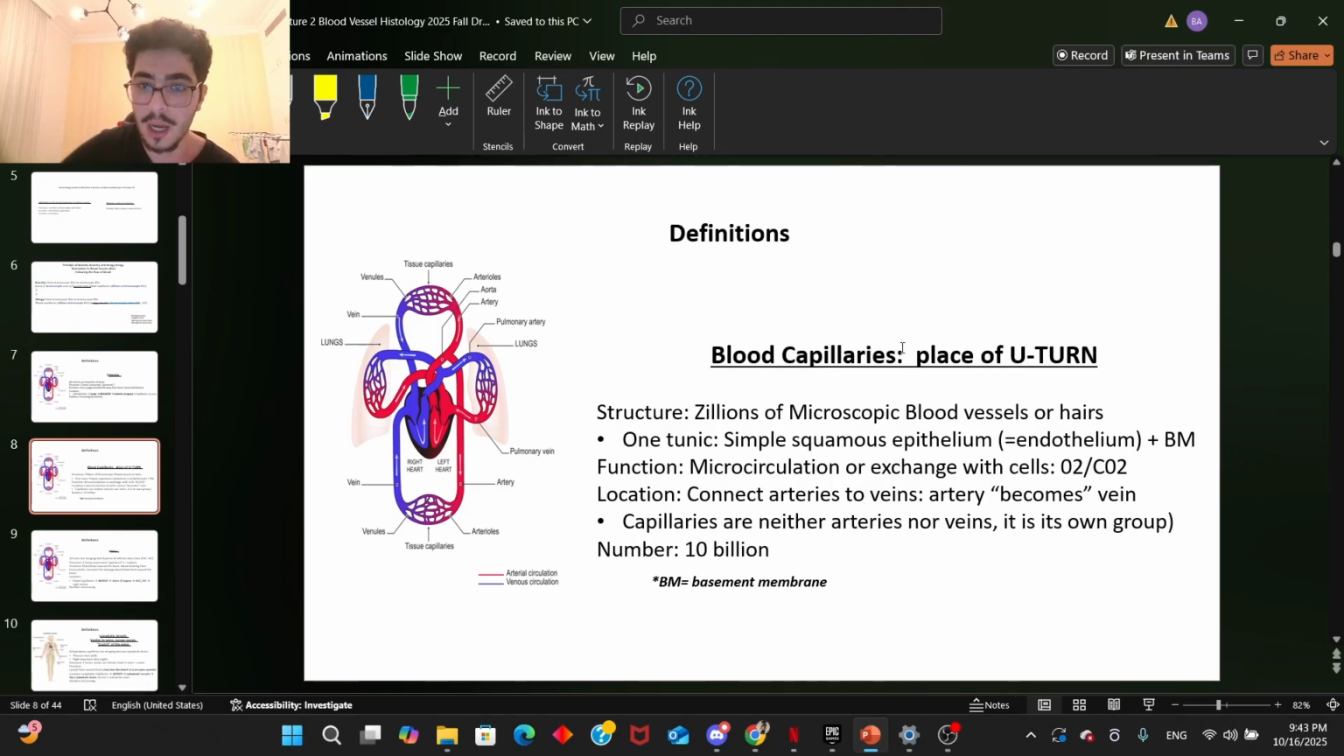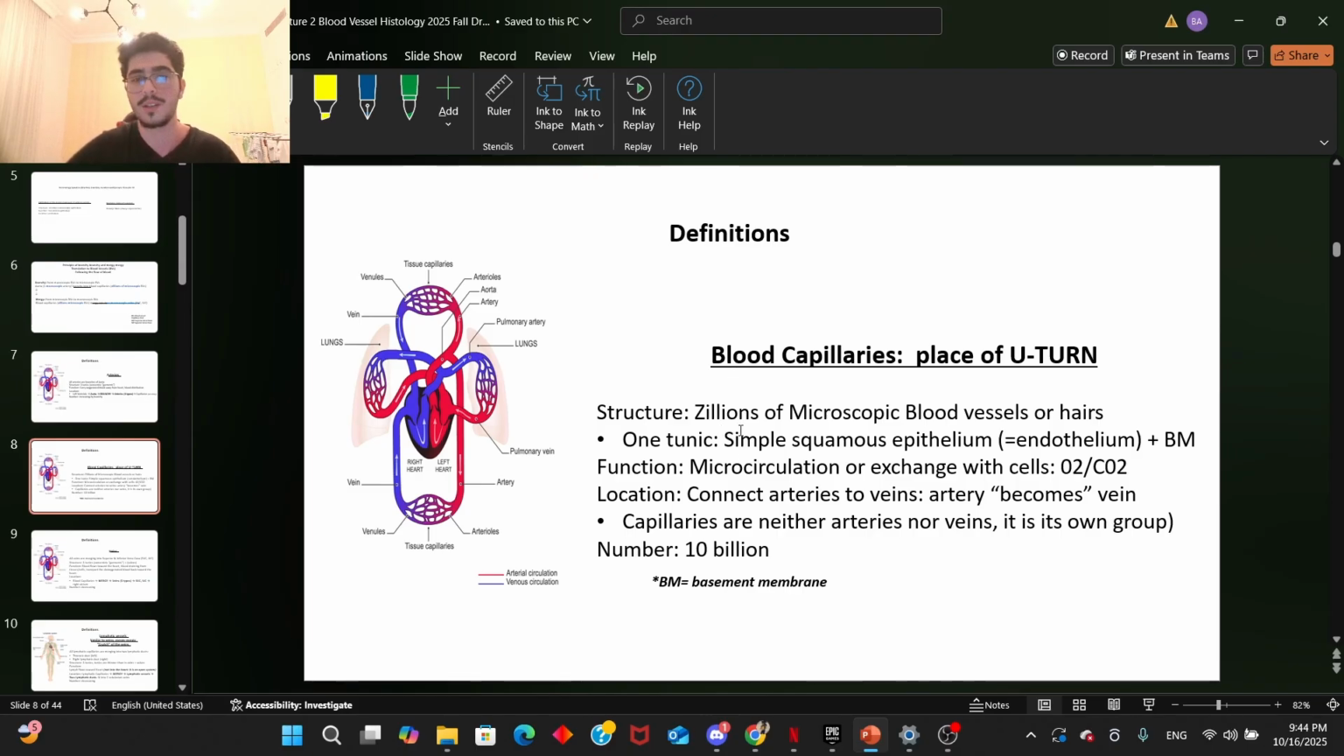Now here we have the capillaries. Okay, so the capillaries is kind of like a U-turn. All you have to know about capillaries is that there's a large amount of capillaries, zillions, as you can see here. That's not an actual number, but it's just to signify that there are many capillaries. You can't really count them. They're very small too. And the most distinct structural feature about the capillaries is that they only have the tunica intima.